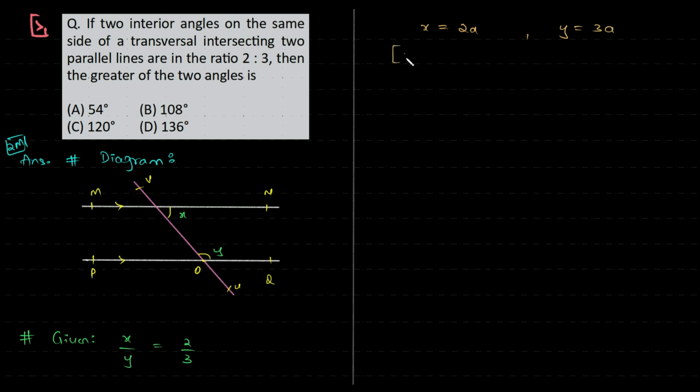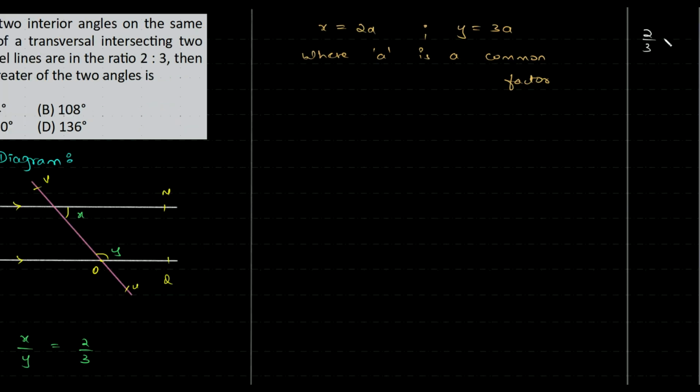Where A is a common factor. Okay, it has to do with ratios. If you guys are not clear what is this A and why are we taking A, you have to learn the ratio basics. So I'll just explain it briefly.